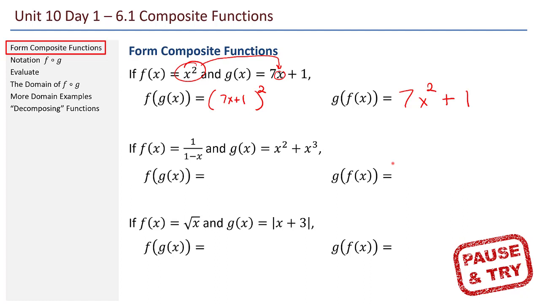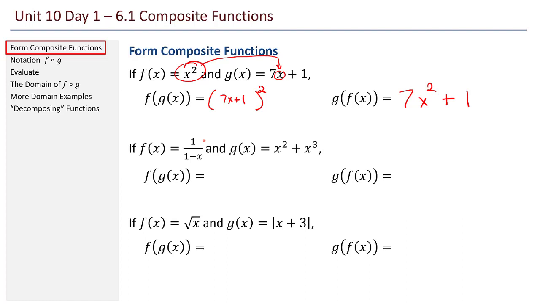Let's take a look. So in this first example, f is 1 over 1 minus x, g of x is x squared plus x cubed. f is the big function, f is the outside, and g is the inside. So the overall form of this looks like 1 over 1 minus something. And what that something is, all of g of x, x squared plus x cubed. It is really important to put the parentheses around there because this is a subtraction.